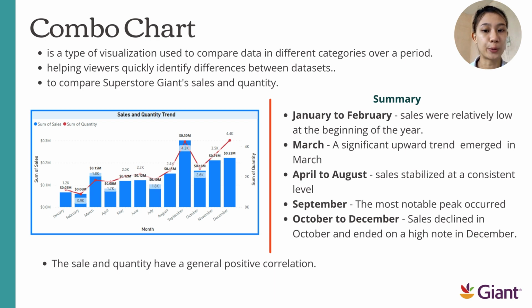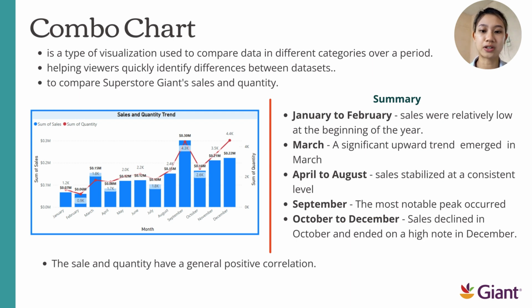The sales were relatively low at the beginning of the year, from January to February. A significant upward trend emerged in March, possibly driven by increased customer demand. From April to August, sales were stable at a consistent level, reflecting steady performance during these months. The most notable peak occurred in September, marking the highest sales of the year, influenced by seasonal events and targeted campaigns. However, sales declined in October and ended on a high note in December.